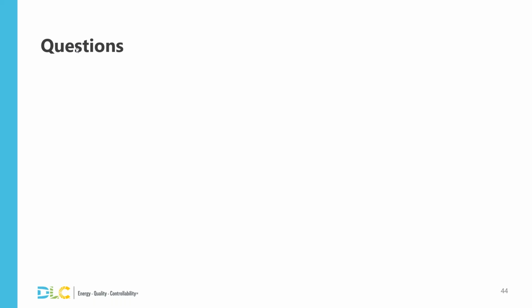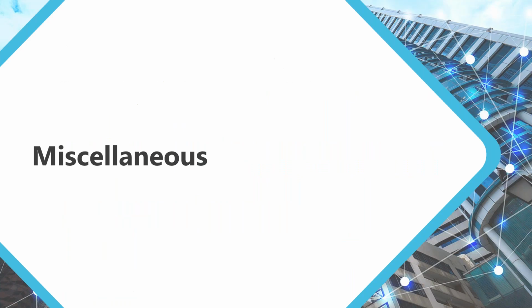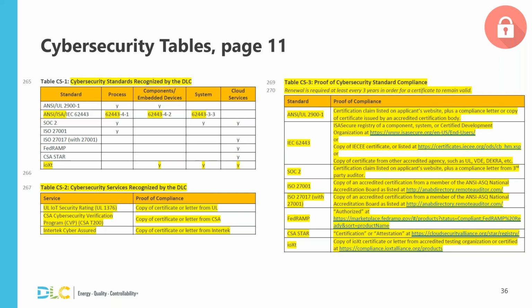I got a question. Please elaborate on cybersecurity. Well, I'll go back to the tables. To elaborate on cybersecurity, I would talk about these tables. In order to qualify for NLC5, each product will need to qualify under one of the standards listed in Table CS1. For instance, a product that has qualified or certified for SOC 2, or a product that is certified under ANSI UL 2900-1. We actually already have a couple of products that are certified under that particular standard, and so those will be eligible to upgrade to NLC5.